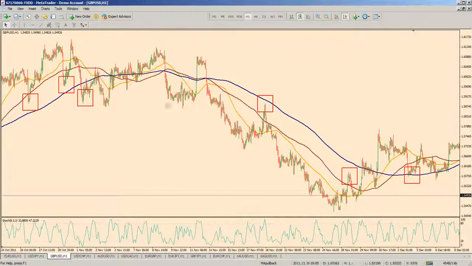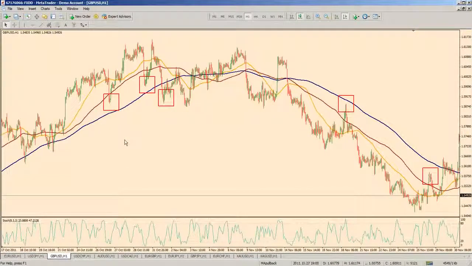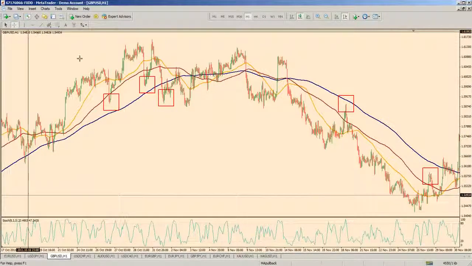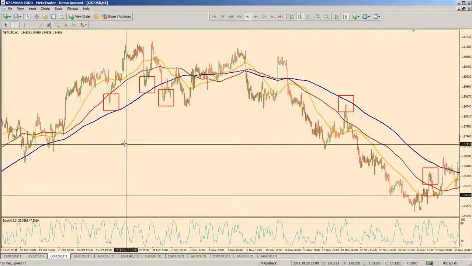This is an hourly chart of British pound against U.S. dollar. Now, I'm looking for deep pullbacks. Once again, first thing I do is I look for the trend. So let me pull my crosshairs up here real quick.